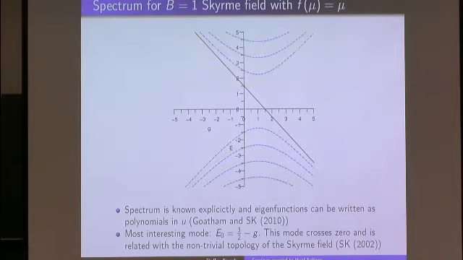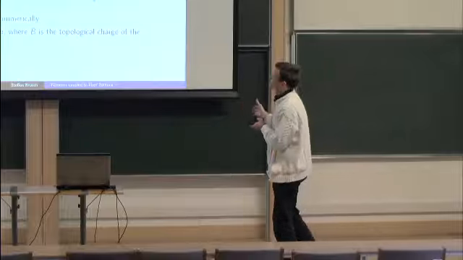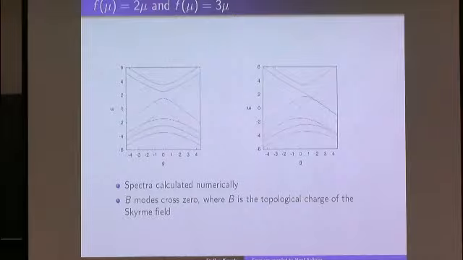So when I go to these other configurations, this is charge B equals 2 and B equals 3, then you see that again I have this crossing, and now it crosses twice, once on the one side, once on the other side. And if I look at the other picture, this is for B equals 3, I have 3 crossings, 1 on one side and 2 on the other side. So basically there's this understanding that B modes cross zero, where B is the topological charge of the Skyrme field. Okay, so then the question is, can I reproduce some of this for the Hopf soliton?